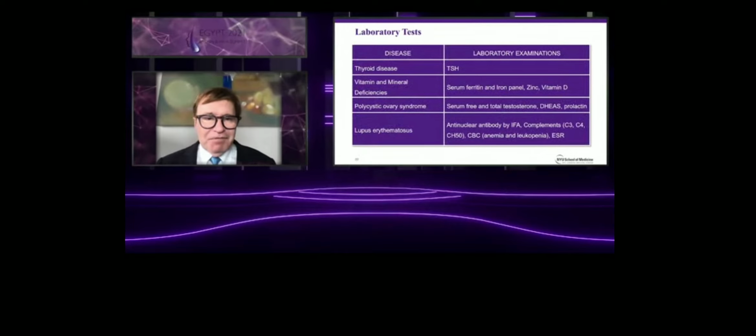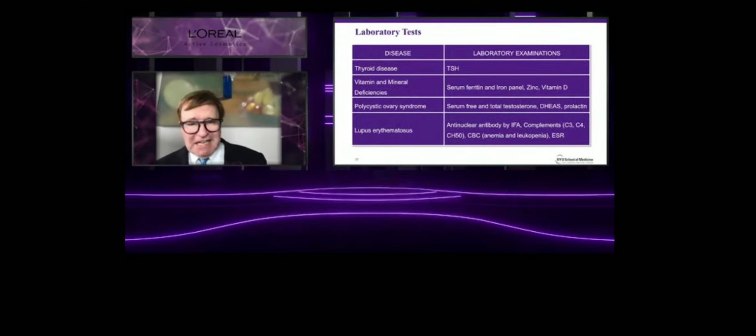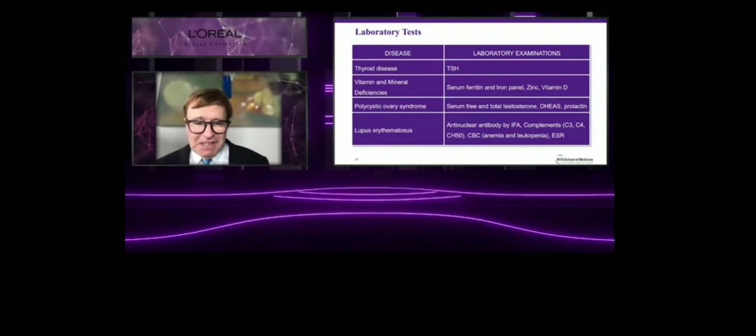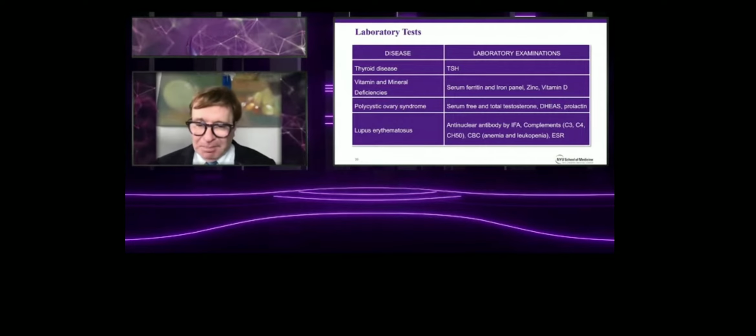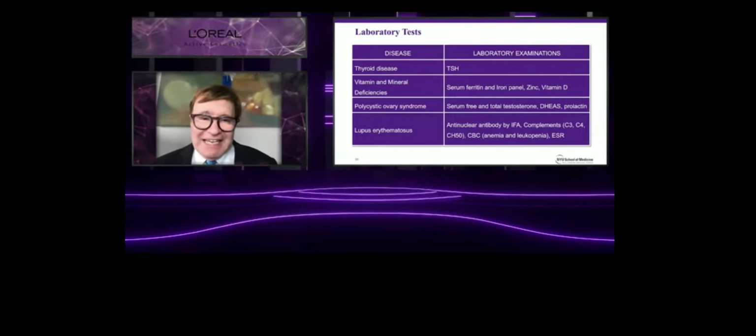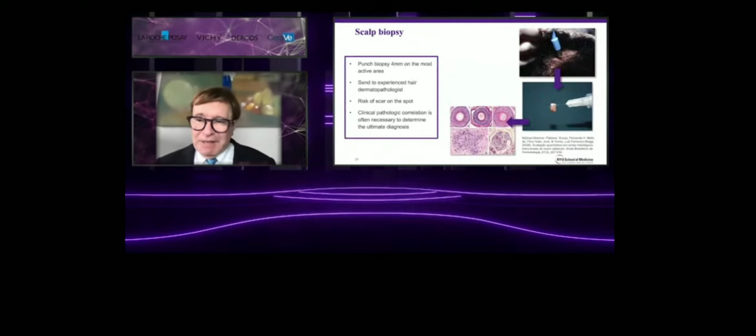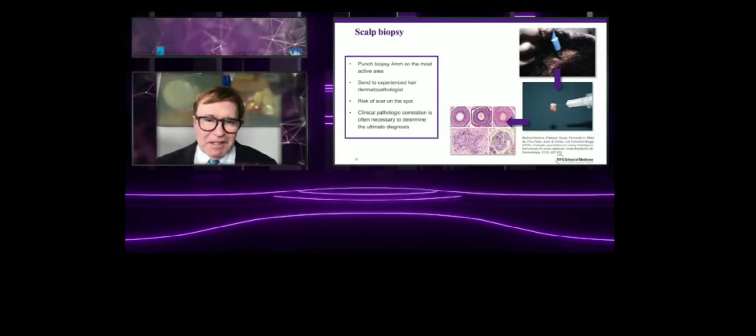Now, the tests we talked about: TSH, ferritin, zinc, vitamin D, also free and total testosterone, as we discussed. And if we feel that they have lupus, then we do antinuclear antibody and complement levels. We may even do an ESR. Now, how do we make the diagnosis if we're not certain? A biopsy. We take a 4-millimeter biopsy on the most active area. We send it to an experienced hair dermatopathologist, and then we stitch it up.